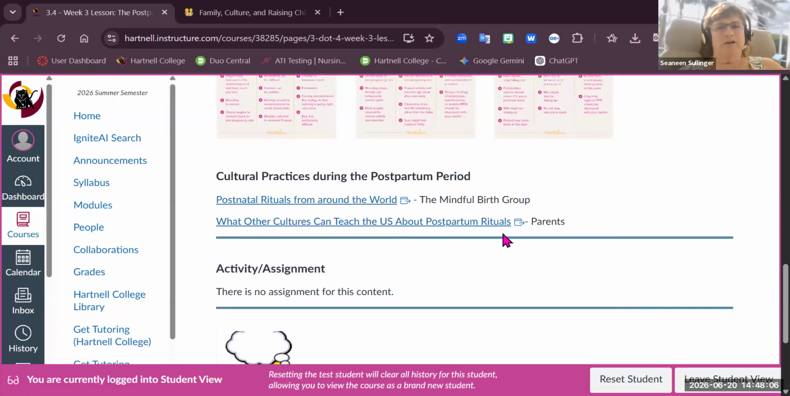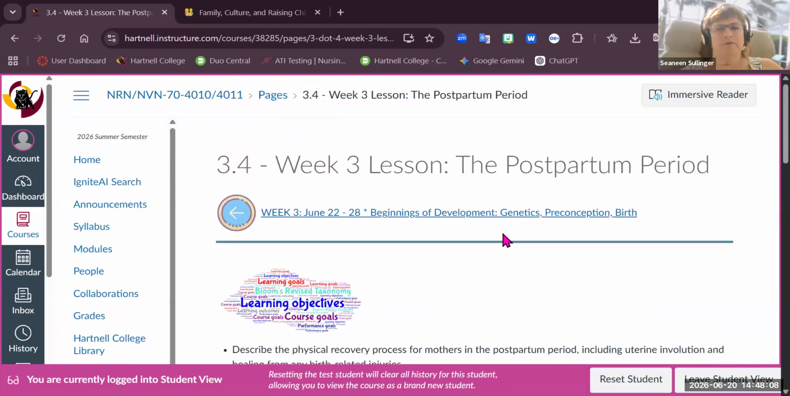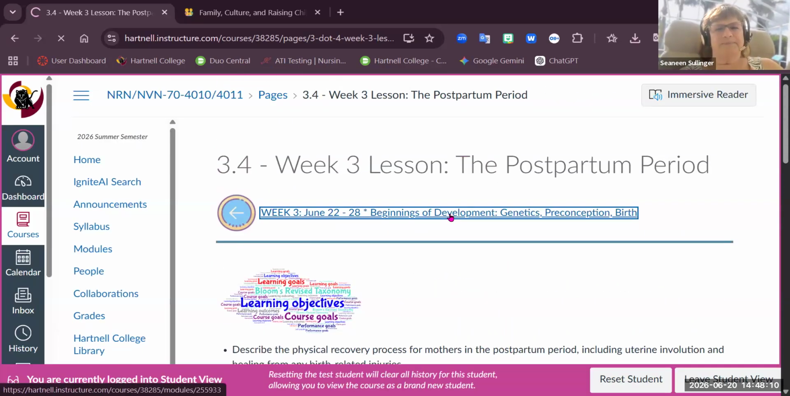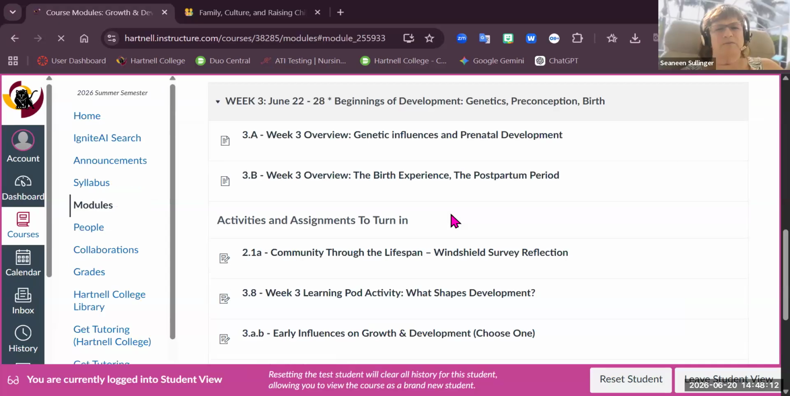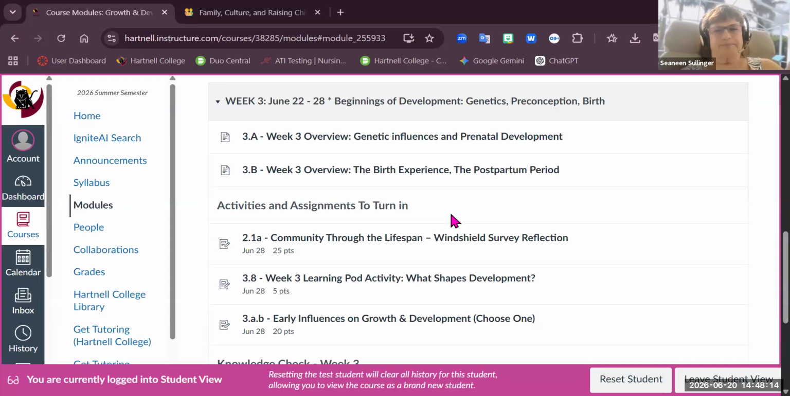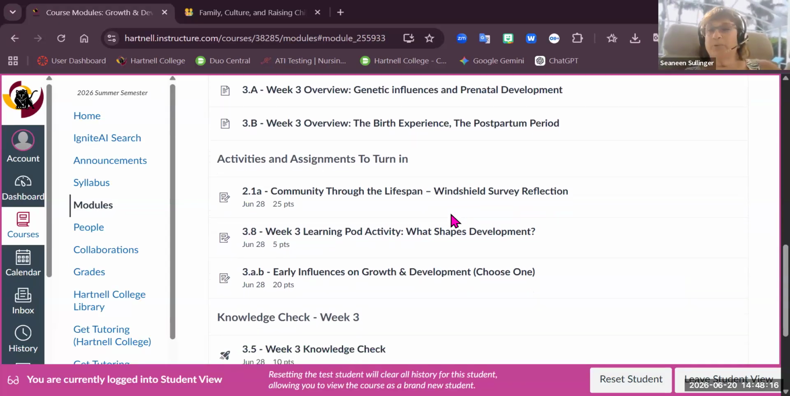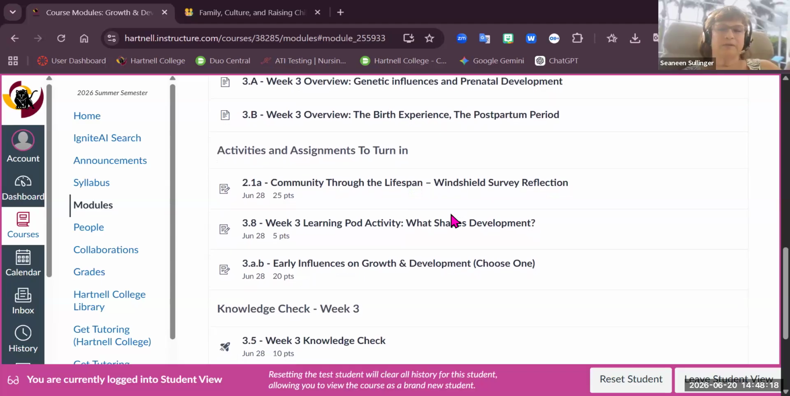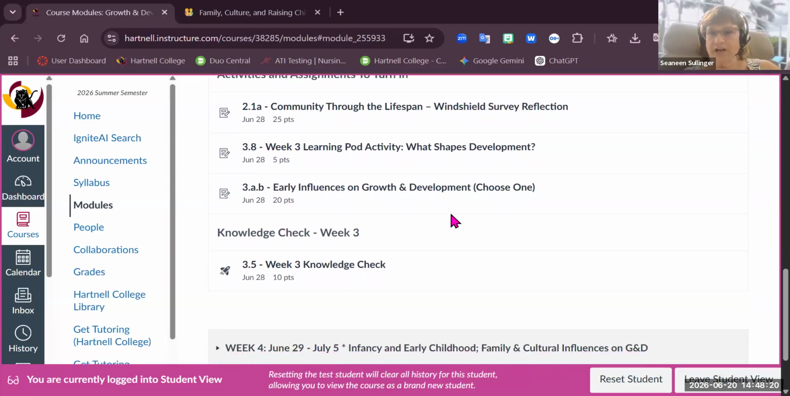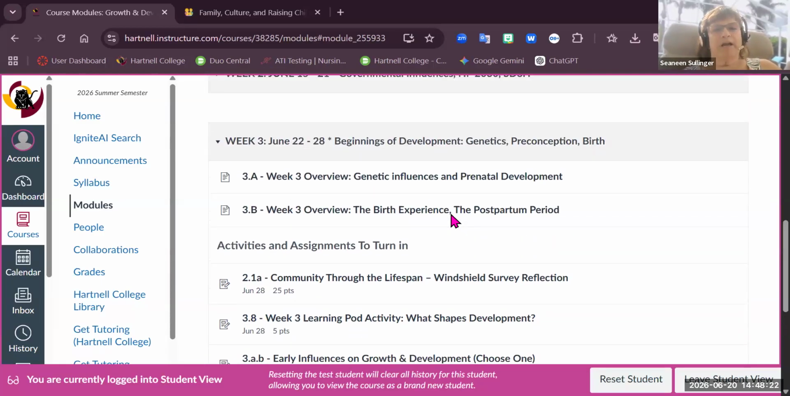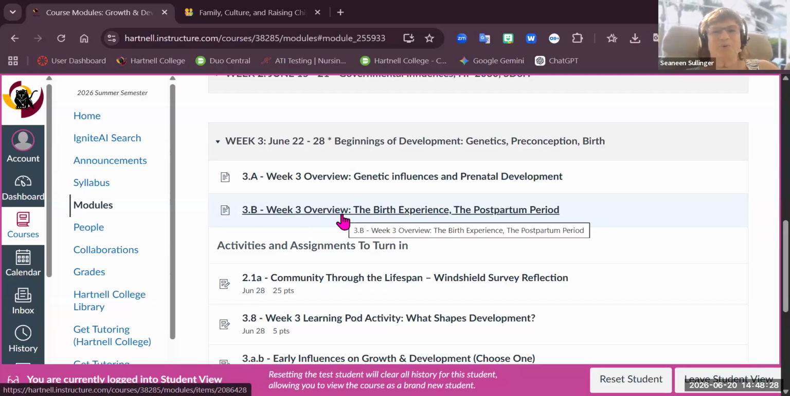We will go back up to the top, and that will take us back to the module. In the previous video, we went over the assignments and the knowledge check. So I just wanted to make sure that I, in fact, went over the 3B overview and lessons for you. So I will stop sharing.